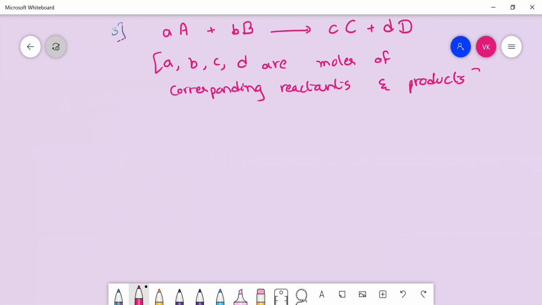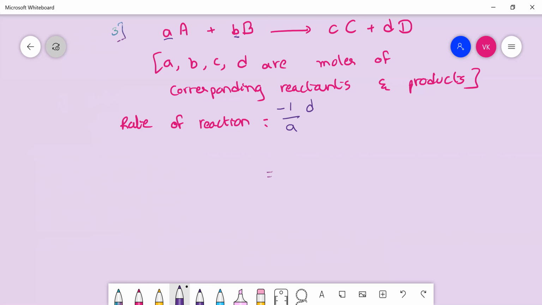So how can we write the rate equation for this? Always the moles of the reactants or products should be taken in the denominator. So let me write the reaction here. Rate of reaction for the above equation, we can write in terms of reactants as well as products. Let us write both cases. In terms of reactants, A is a moles, B is b moles. So first let's write for A, one of the reactants. Always you have to take minus 1 over a.